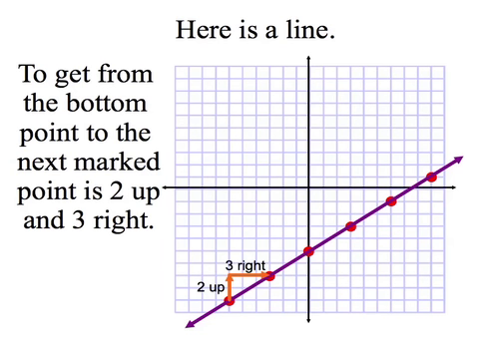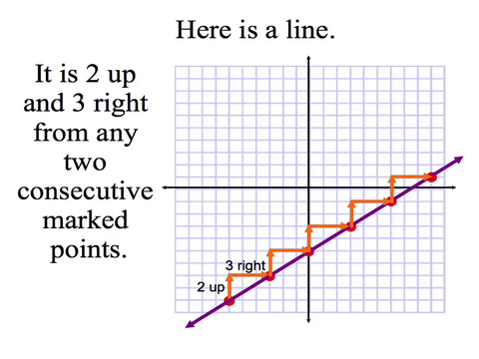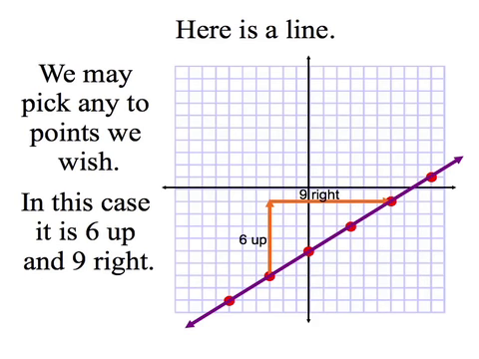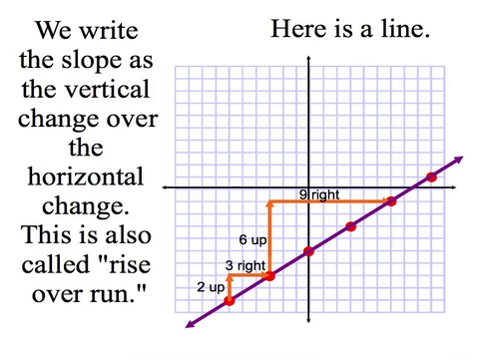We take our first two marked points and we notice that to get from one to the other, it's 2 up and 3 to the right. Then we notice that between any two consecutive marked points, it's 2 up and 3 to the right. But we don't have to pick two consecutive marked points. Here we just pick the second one from the lower left up to the second one to the upper right. And in this case, to get from one to the other, it's 6 up and 9 to the right.